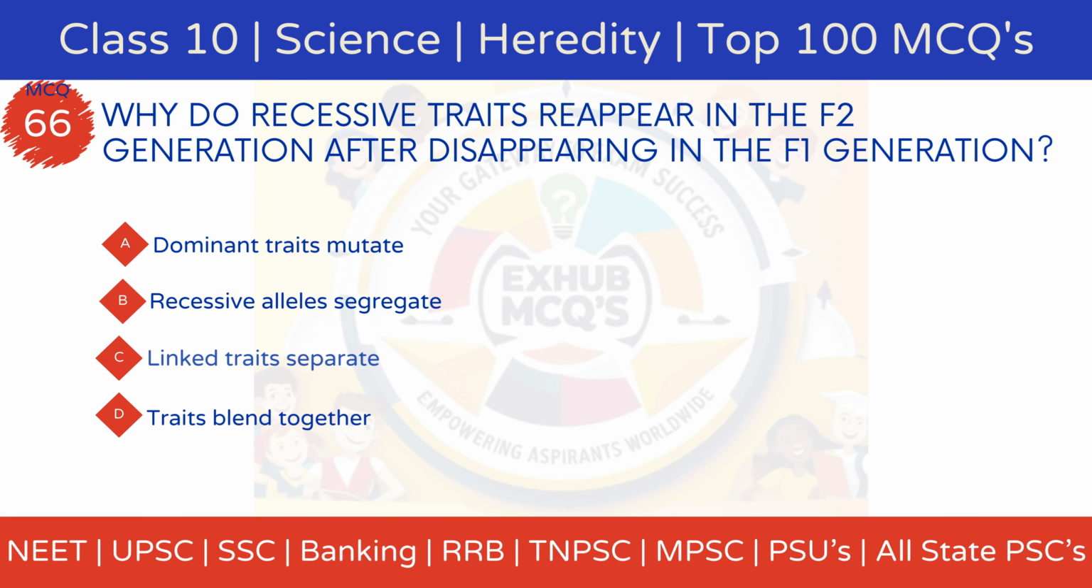MCQ 66. Why do recessive traits reappear in the F2 generation after disappearing in the F1 generation? Option A, dominant traits mutate. Option B, recessive alleles segregate. Option C, linked traits separate. Option D, traits blend together.